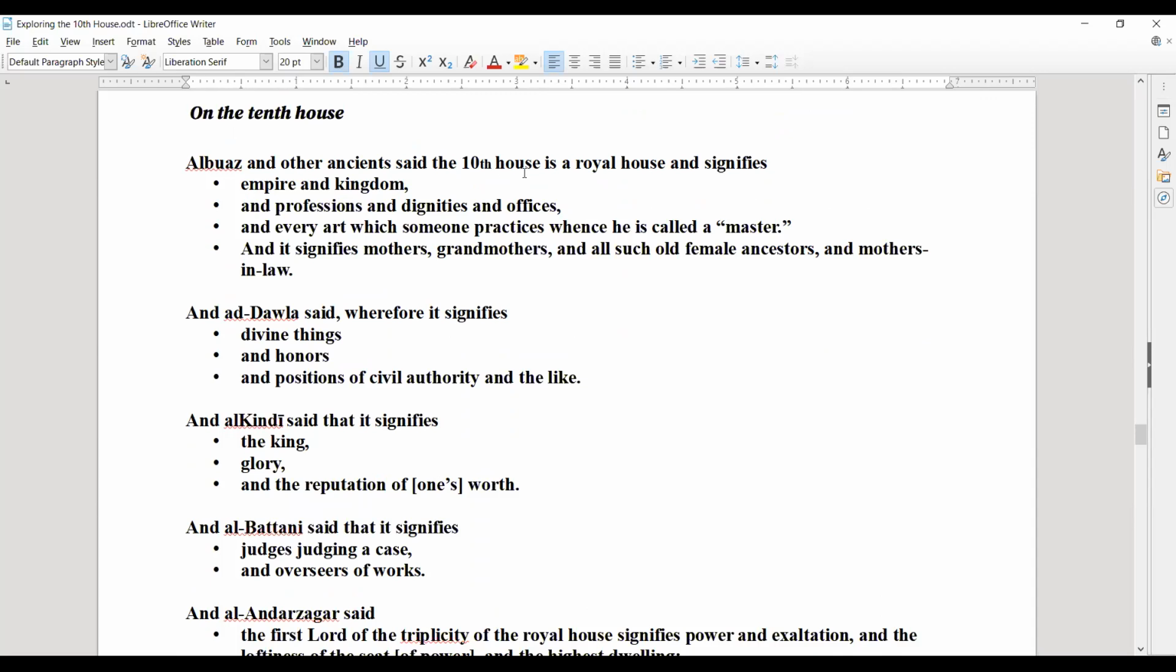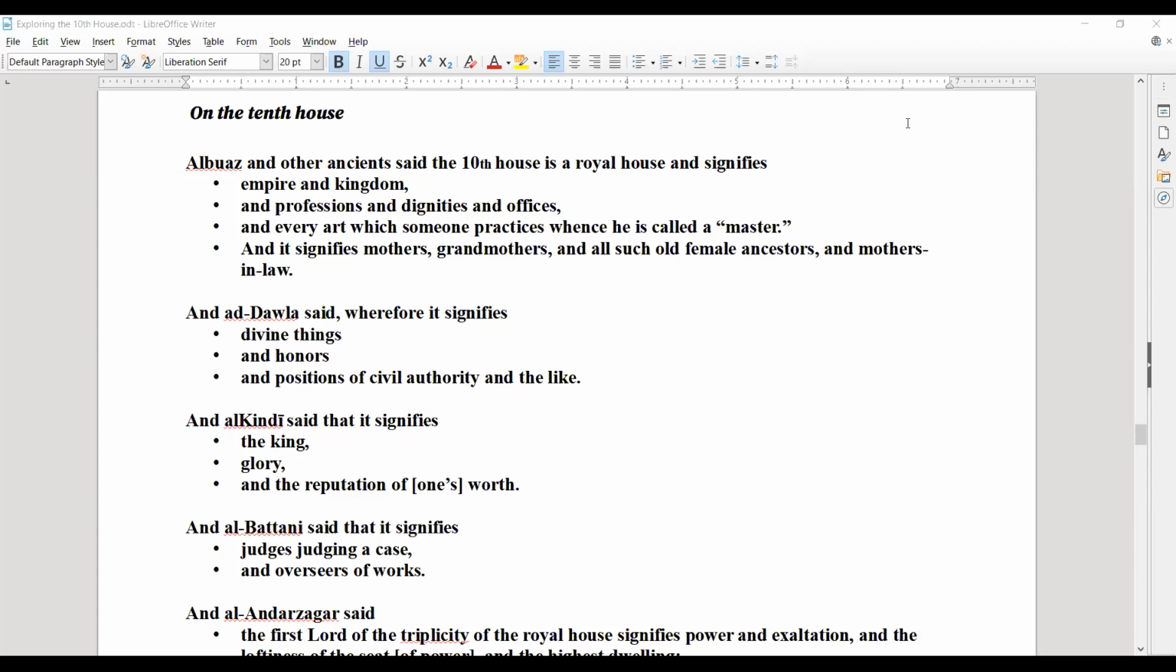Al-Buaz and other ancients said the 10th house is a royal house and signifies empire and kingdom, a profession and dignities and offices. Every art which someone practices, with whence he is called a master, and it signifies mothers, grandmothers, and all such old female ancestors and mothers-in-law. Now, why would it be considered mothers?